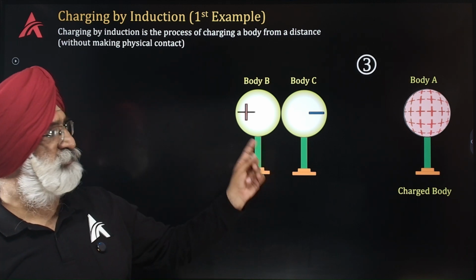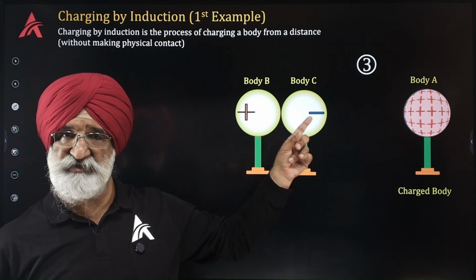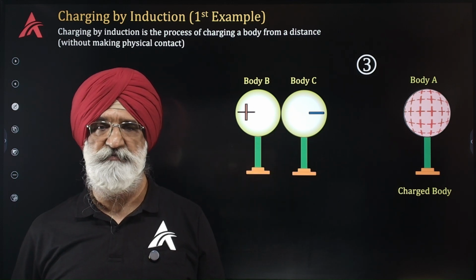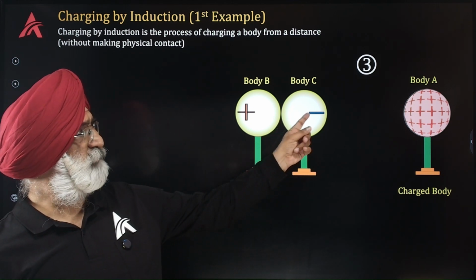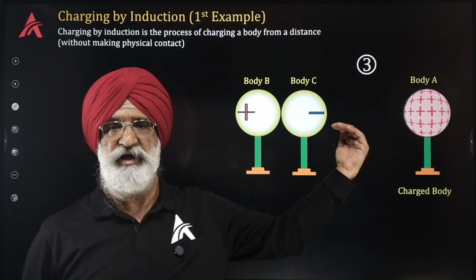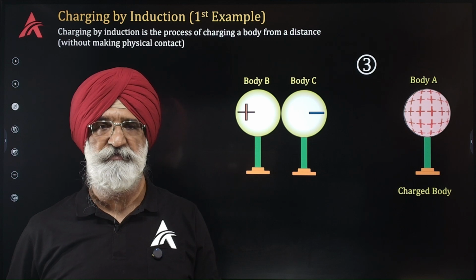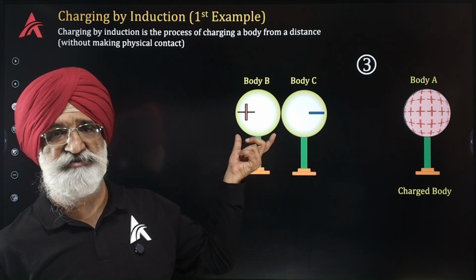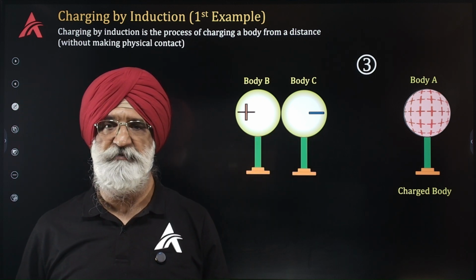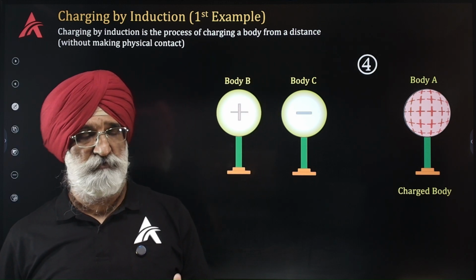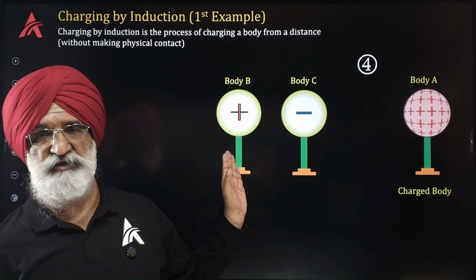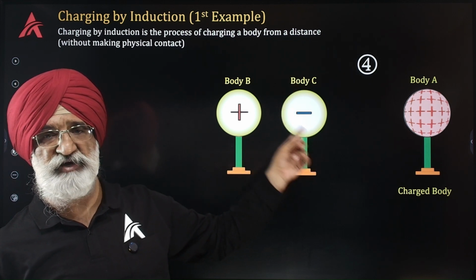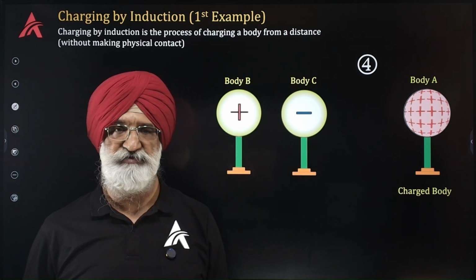The negative charges in body B and C will be getting attracted towards the body A, and they will get collected in body C. The positive charges in body B and C will be getting repelled from body A, and they will be getting collected in body B. Now as a result, the negative charge will be collected in body C and positive charge will be collected in body B. Now in the next step, what we did, we separated the two bodies. Now the charges will not be conducted further. The body C will acquire negative charge and the body B will acquire positive charge.